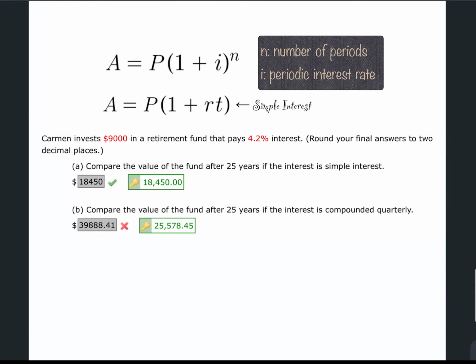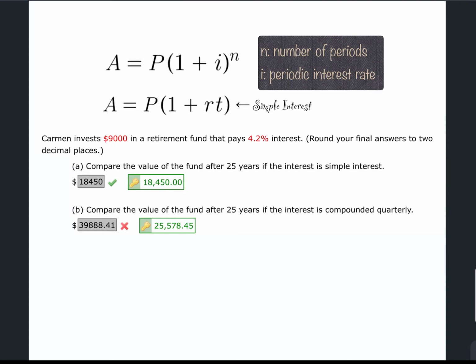$6,326.96. For problem 2, we're going to take a look at how the simple interest formula compares to the compounded interest formula. So we have Carmen invests $9,000 into a retirement fund that pays 4.2% interest. Round your answers to 2 decimal places.